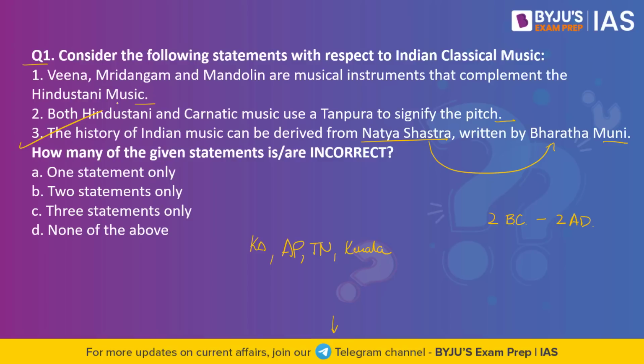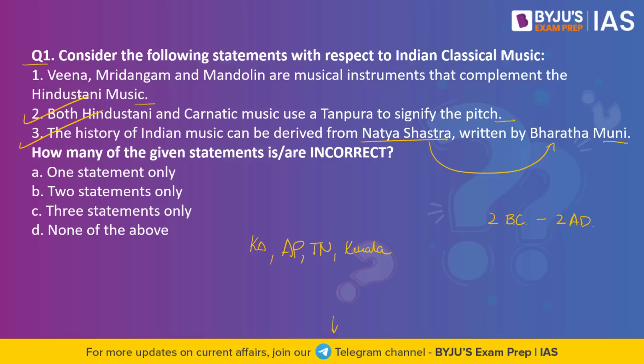Now coming to statement number 2. See, both these music forms have something called Shruti. Shruti is the unit of measure or small difference between various consecutive pitches within a scale. Both these systems of music, that is Hindustani as well as Carnatic, use a tanpura to signify this pitch, that is Shruti. Therefore, statement number 2 is correct.